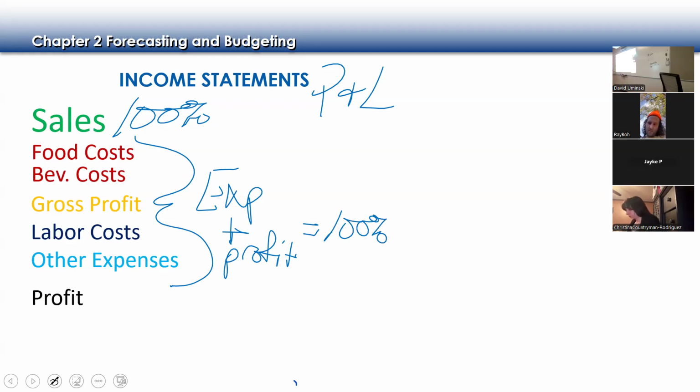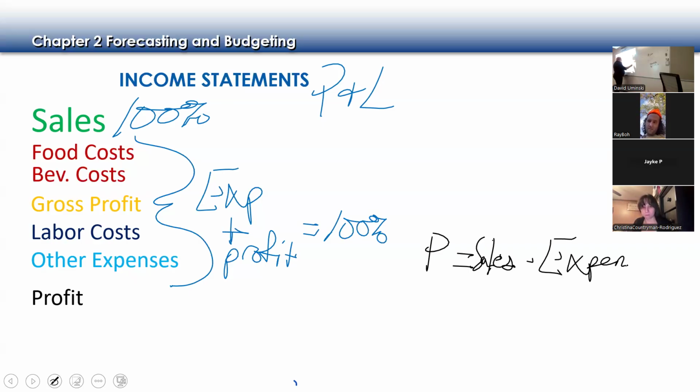Okay? Let me show it to you horizontally. Profit is equal to sales, I'll use the same terminology, sales minus expenses. You guys follow me so far? Profit equals sales minus expenses. All right, we're going to do something really hard. It's called algebra. Okay, we're using algebra.